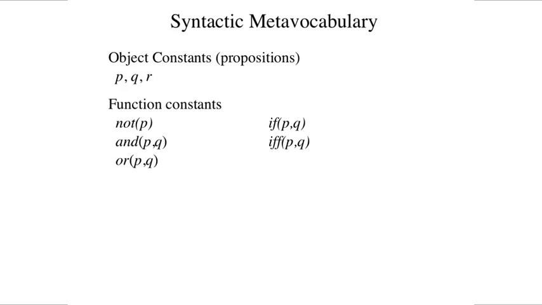Next, we'll introduce function constants to represent constructors of complex sentences. There's one function constant for each logical operator: not for negations, and for conjunctions, or for disjunctions, if for implications, and iff, if and only if, for biconditionals. Using these function constants, we can then represent propositional logic sentences as terms in our Herbrand logic language. For example, we can use the term and of p, q to represent the propositional logic sentence p and q, and so forth.